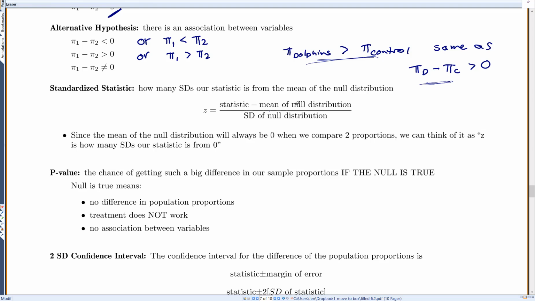The p-value is the chance of getting such a big difference in our sample proportions if the null is true. So same p-value as always, it's just what's the chance of getting our sample data or something more extreme if the null is true. And when we say the null is true in this situation, it means there's no difference in the population proportions, or the treatment does not work, or there's no association between the variables. Those are just different ways that you could phrase it in your interpretations.